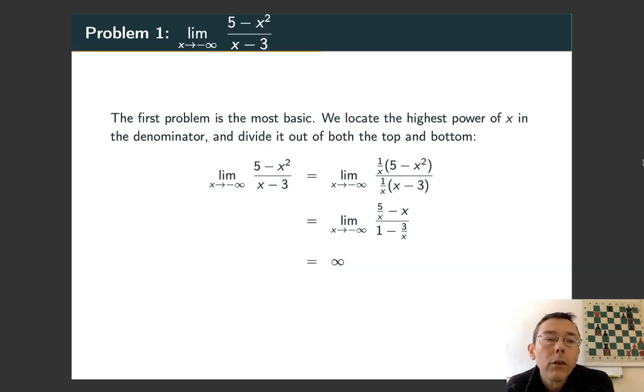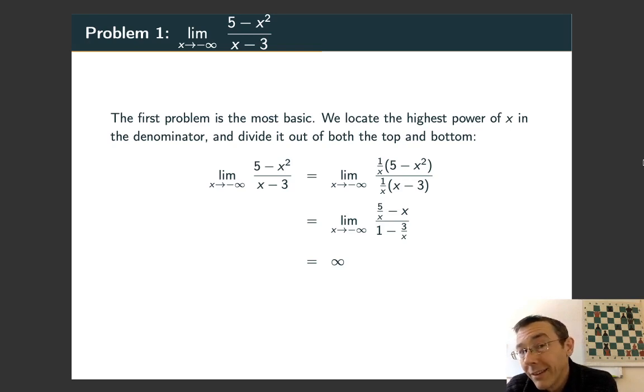So first, let's look at the limit as x goes to negative infinity, 5 minus x squared over x minus 3. We locate the highest power of x on the denominator, so x to the first, and then we divide the top and bottom by x to that power. So I'm going to multiply the top and bottom by 1 over x, same thing.